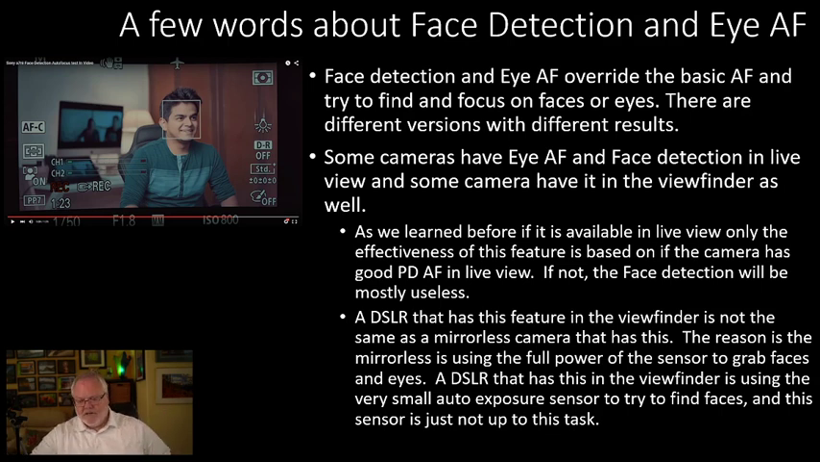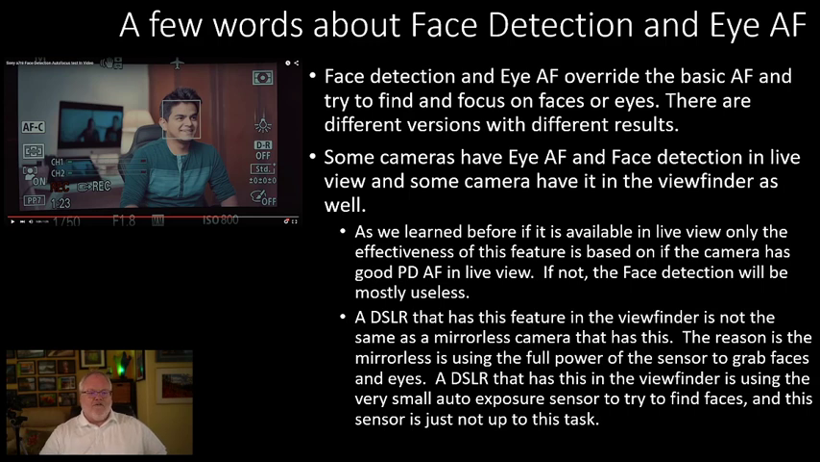Now, face detection and eye autofocus are some improvements that are fairly recent in cameras. They override the basic autofocus system and try to find and focus on faces. Human faces are a mathematical formula, and that's how it identifies it. There are different versions with different results.